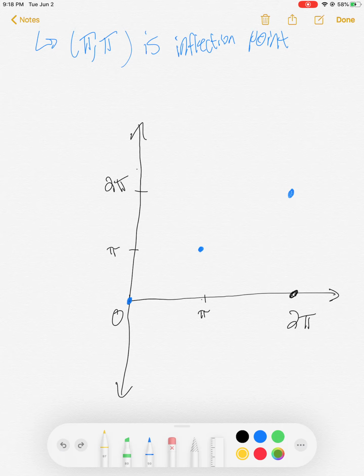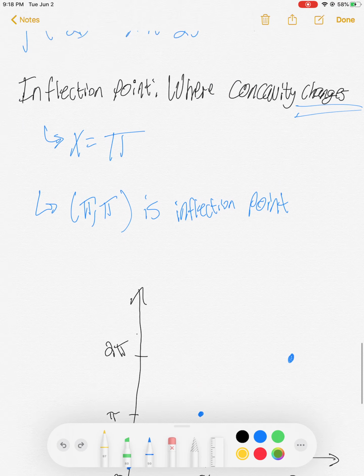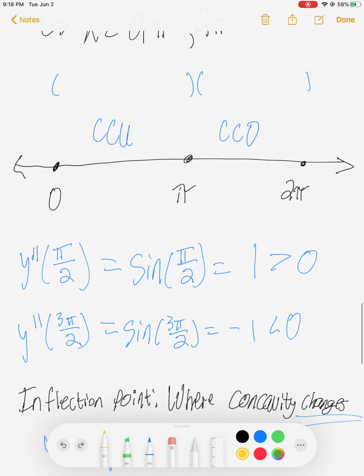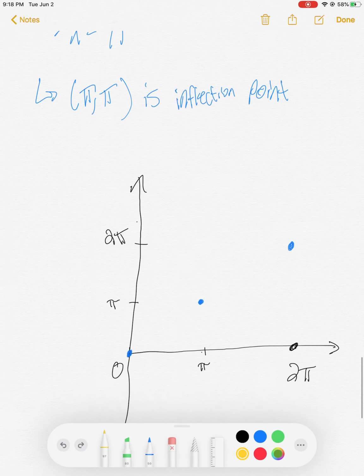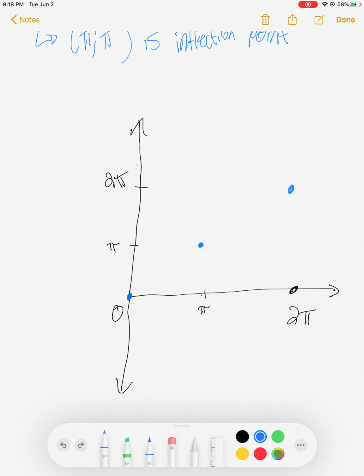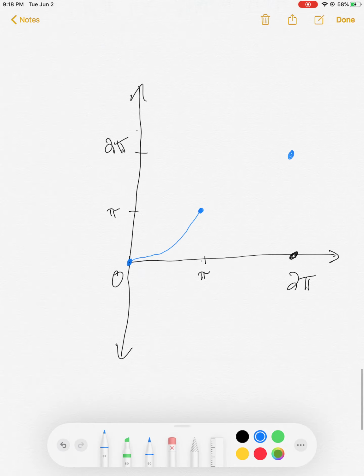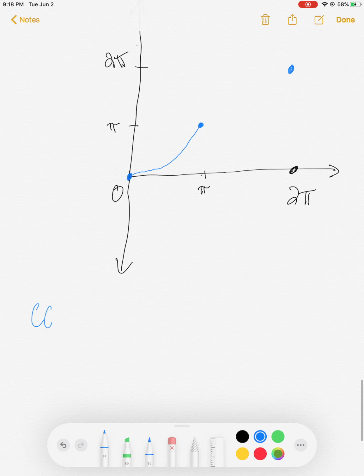And before today, we wouldn't really have much more to go off of, right? In fact, we would say, oh, this is probably a line. It looks like a line would connect these things. But we know from the interval 0 to pi, the function is concave up. So from 0 to pi, the function will look something like this.